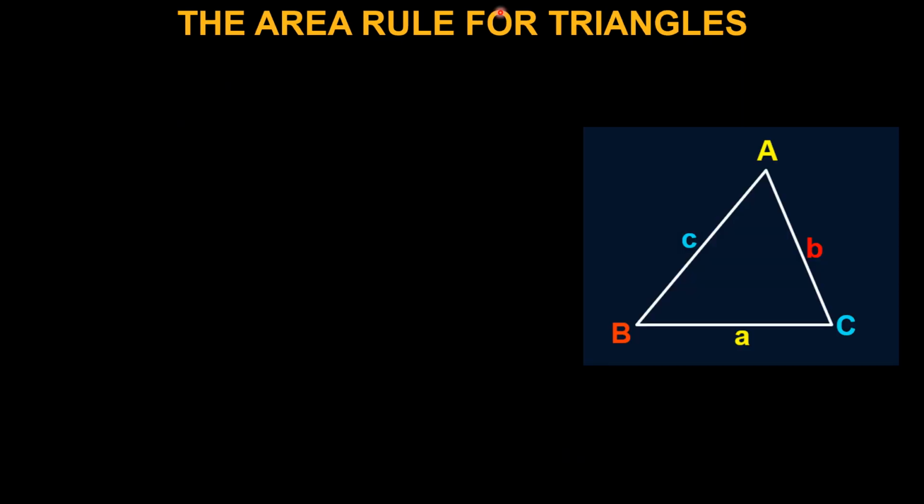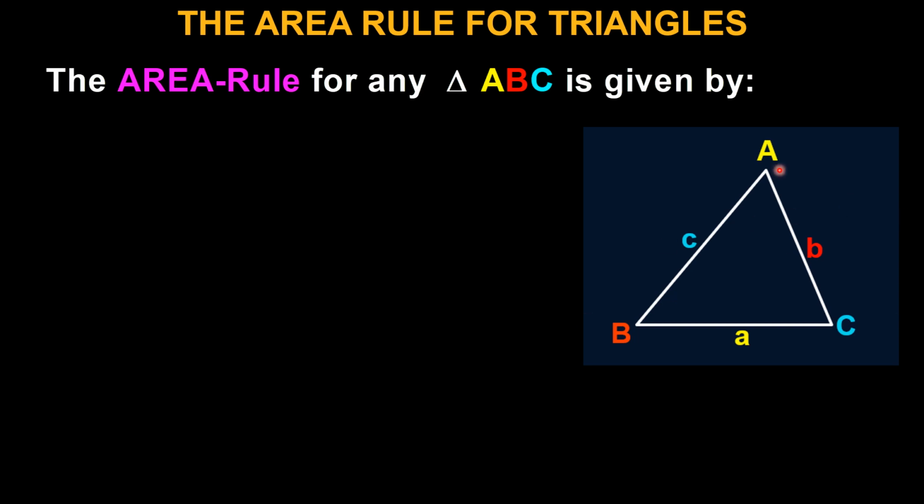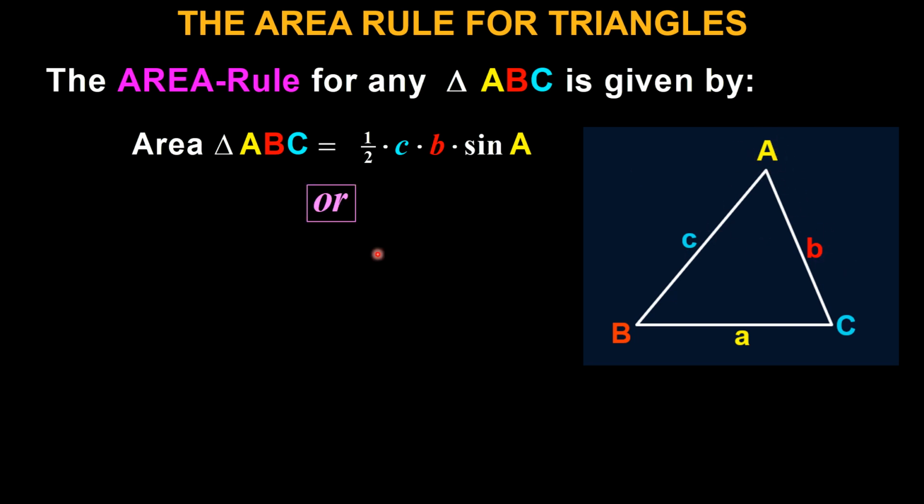Let's consider the area rule for triangles here. In this case, we've got a triangle. You can see this is not a right angle triangle. So if we are given angle A, then the area rule for the triangle would be half. Then we use the adjacent sides b and c. There's angle A, so that's sine A, so it's half bc sine of A. You can see A is included, and c and b are the two adjacent sides by angle A.